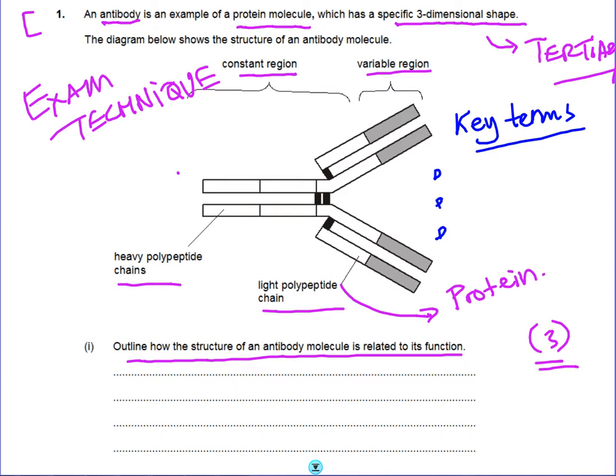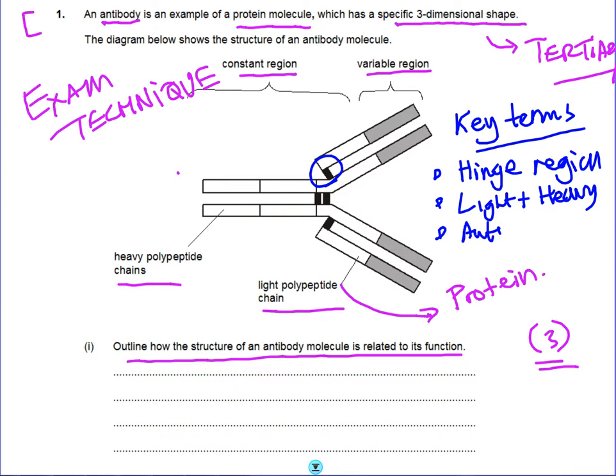So I'm going back to what I know about antibody structure. I might be thinking about this bit here, I know is the hinge region, so maybe I'll add that term in there. I've had light and heavy, I can see them there. I might talk about antigens, because I know that antibodies attach to antigens on pathogens to neutralize and agglutinate them. Those might be terms I would use.